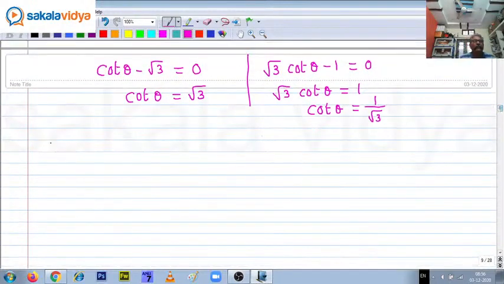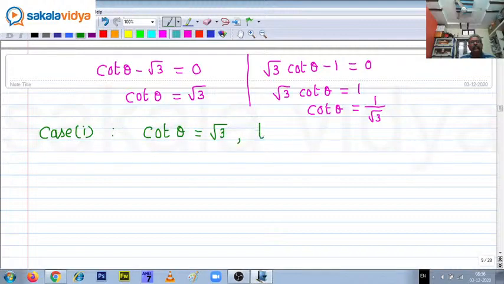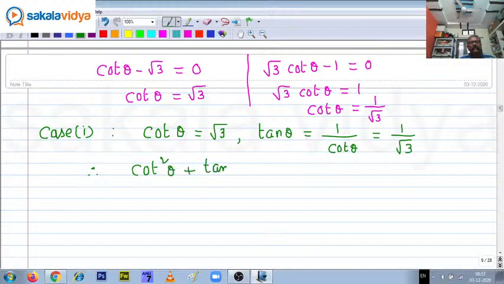So now let us consider case 1. In case 1 cot theta is equal to root 3. So if cot theta is equal to root 3, we are able to find out tan theta, since tan theta means 1 upon cot theta. Obviously it becomes 1 upon root 3. Now we need to find out cot square theta plus tan square theta value.